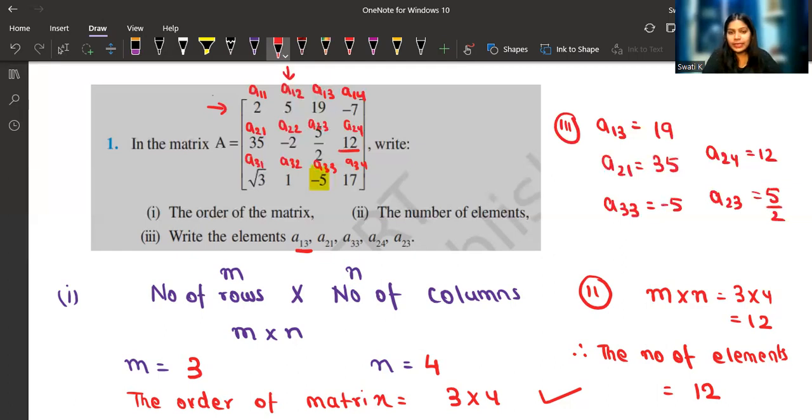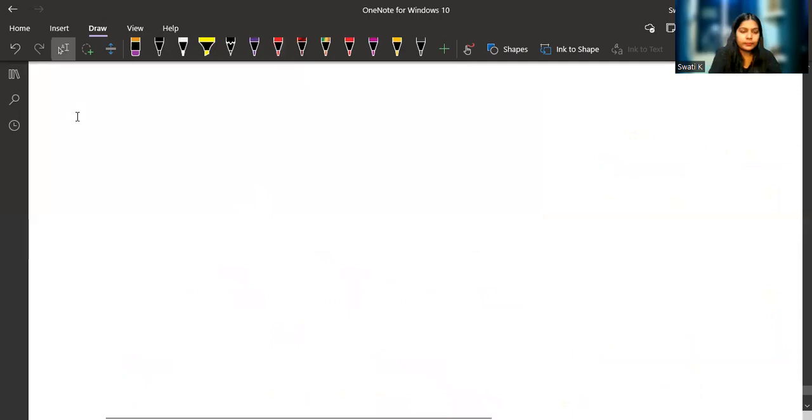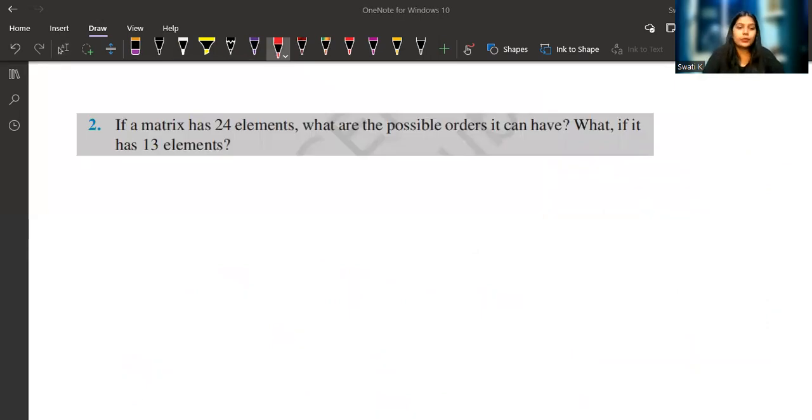Now let's go to the second question. So I'll just do one thing. I'll paste the second question here so that I don't need to go up and down every time. All right. So the second question says, I'll show you the question now. So if a matrix has 24 elements, what are the possible orders it can have? What if it has 13 elements?